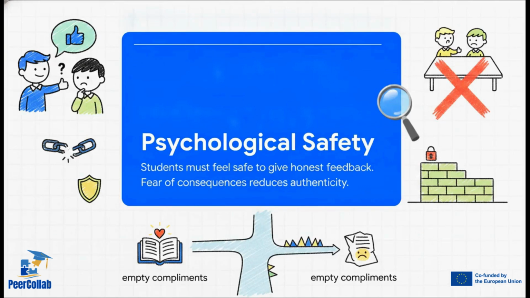This brings us to a massive concept: psychological safety. Students absolutely must feel safe from social fallout to give honest, authentic feedback. If they're terrified of ruining a friendship or catching heat in the cafeteria later, your peer reviews are going to be nothing but empty compliments. Without a psychologically safe space, the authenticity just vanishes.